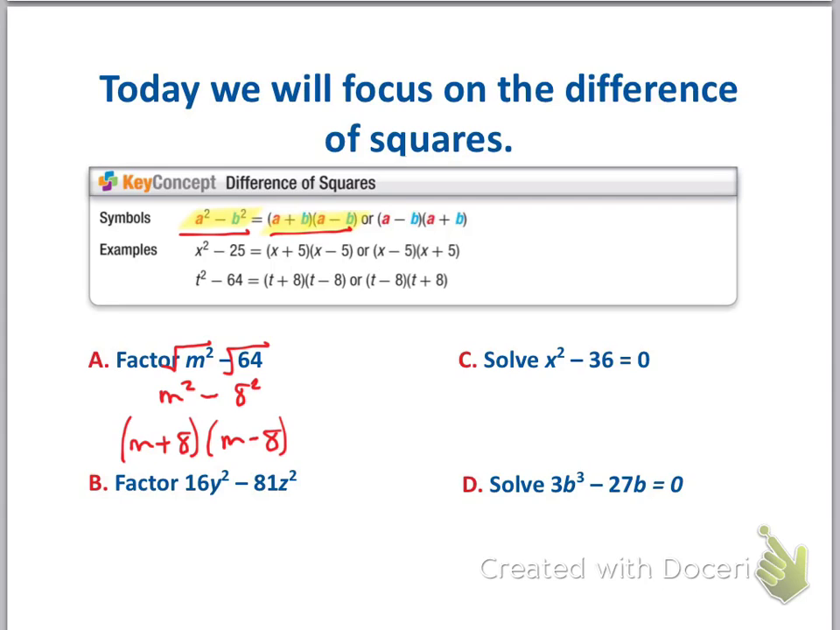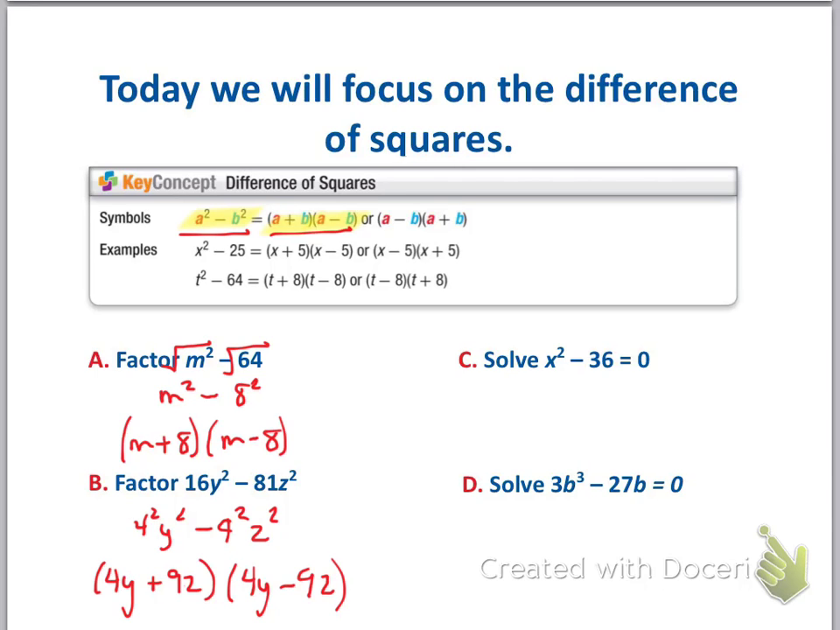Okay, let's try letter B. So here we've got more numbers. So we've got 4 squared y squared minus 9 squared z squared. So when we write it, it's going to be 4y plus 9z times 4y minus 9z. Easy, right?